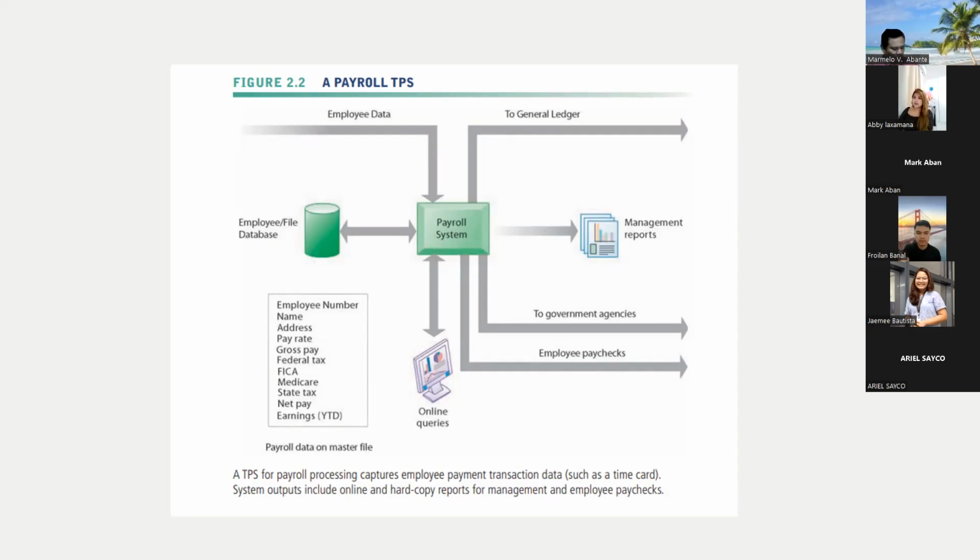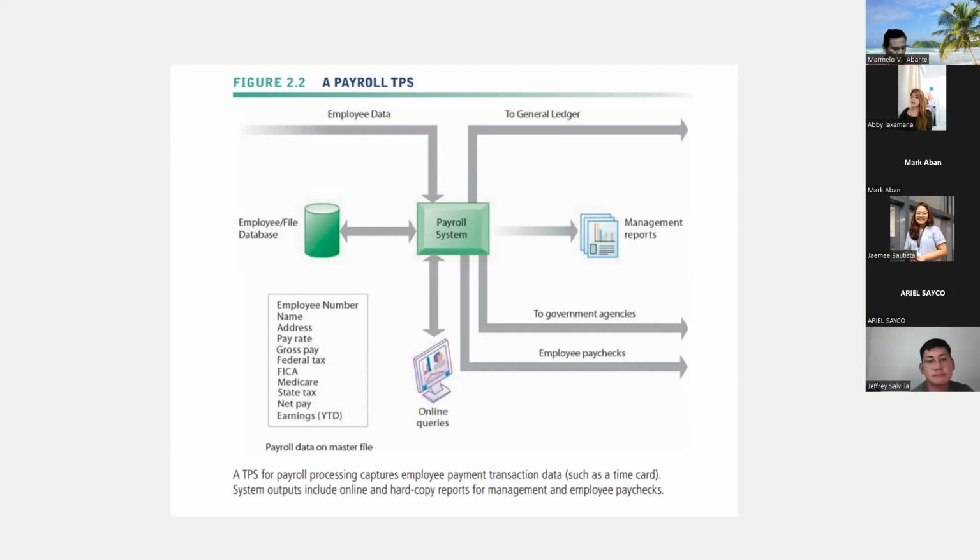So here, as you can see in our presentation, figure 2.2 illustrates a TPS for payroll processing. So a payroll system that keeps track of money paid to employees. An employee timesheet with the employee's name, social security number, and number of hours worked per week represents a single transaction for this system. So once this transaction is input into the system, it updates the system's master file that permanently maintains employee information for the organization. The data in the system are combined in different ways to create reports of interest to management and government agencies and to send paychecks to employees.